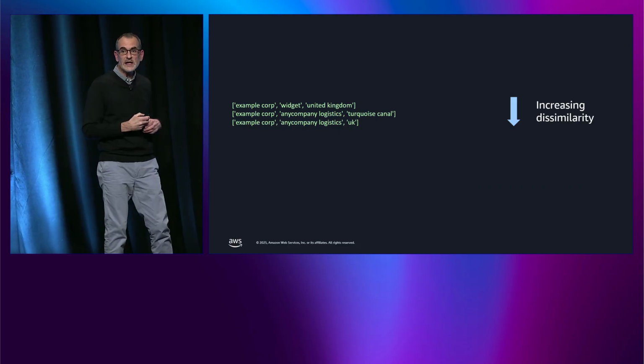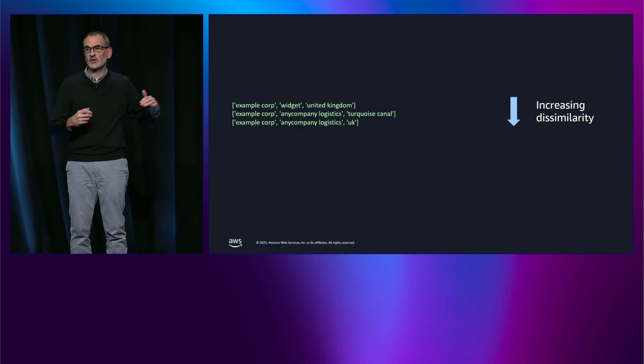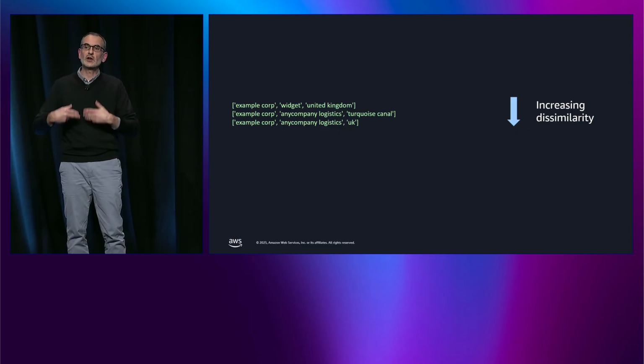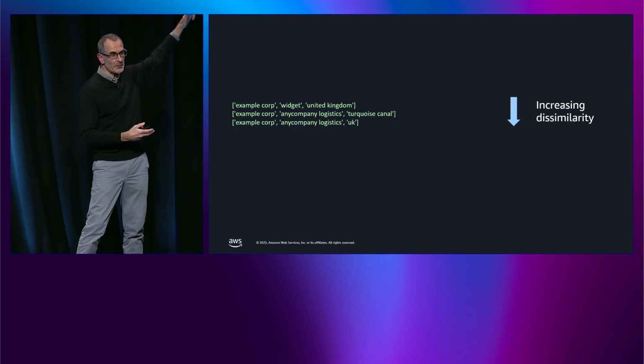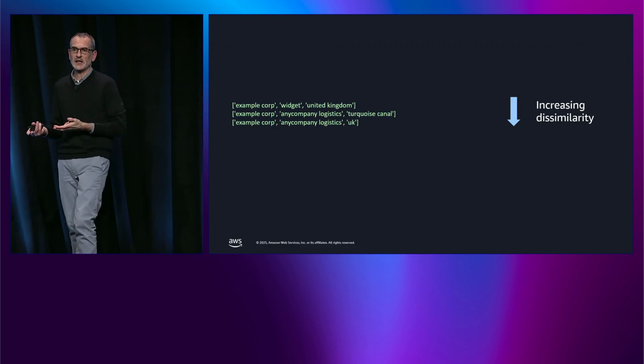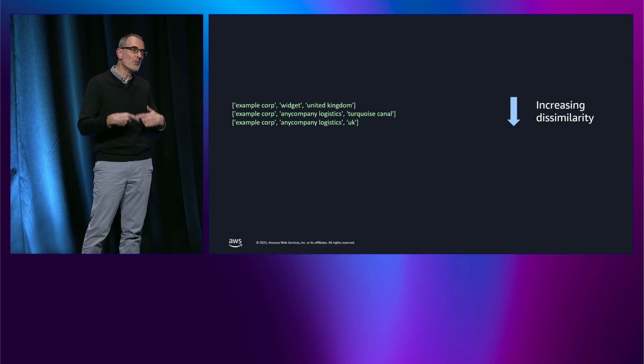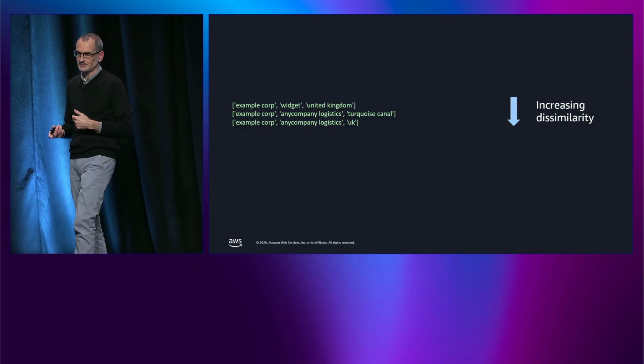So here we've got 3 paths. And what we'll find is that as we go down that list, we're introducing notes of dissimilarity. So the first path is the path that is most similar to the question being asked. But the paths that come below introduce more and more dissimilarity. Okay?